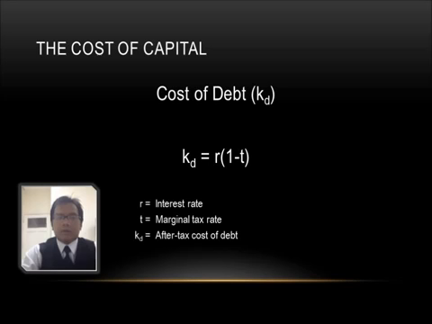The cost of external financing, or the return that the lenders require to lend their funds to the firm, is what we call the cost of debt. The estimation of cost of debt is pretty straightforward. The after-tax cost of borrowed funds is the interest rate multiplied by 1 minus the firm's marginal tax rate, as you can see in the equation on the screen.